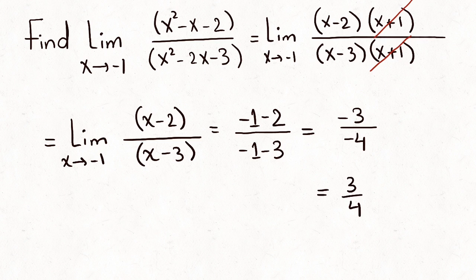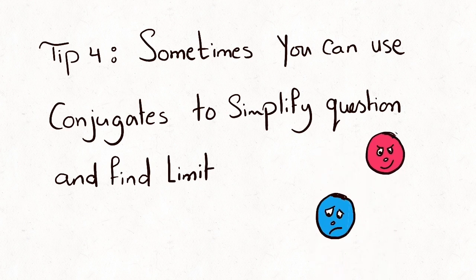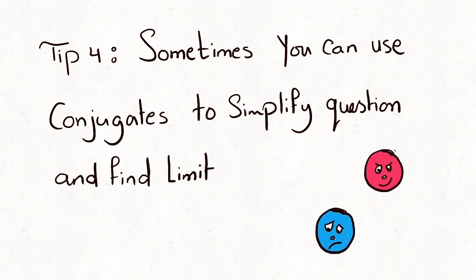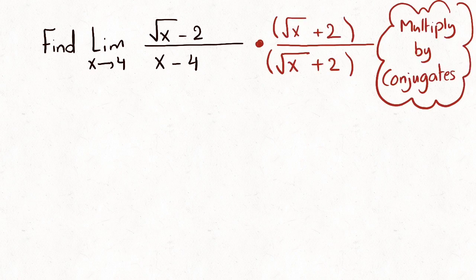If you start having radicals in your questions, just go and use the conjugates to simplify the question and find the limit. Take the following example. If you replace x by 4, you will have a problem. Thus, start by multiplying the fraction by the conjugate of radical x minus 2.